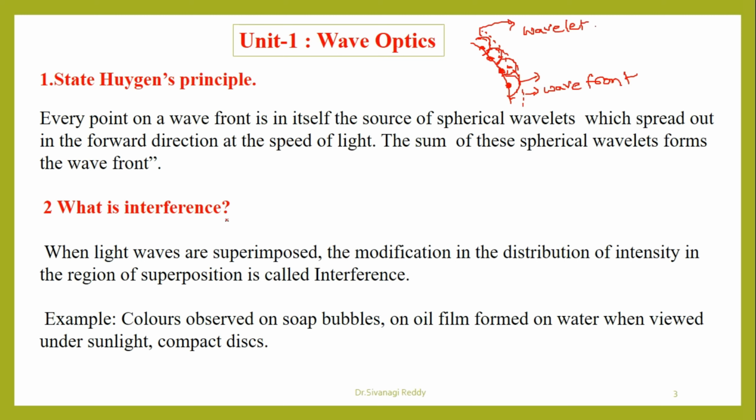Next one is, what is interference? When light waves are superimposed, the modification in the distribution of intensity in the region of superposition is called interference. So interference means whenever two waves are superimposed, their intensity will get modified. That's nothing but interference. Generally we can observe interference in the colors seen on a soap bubble and an oil film formed on water.